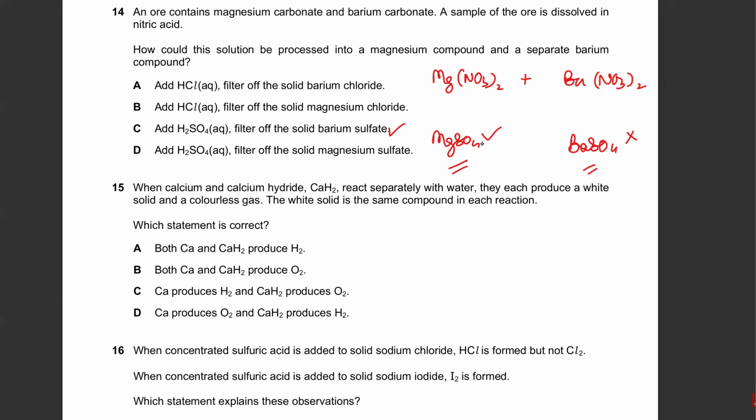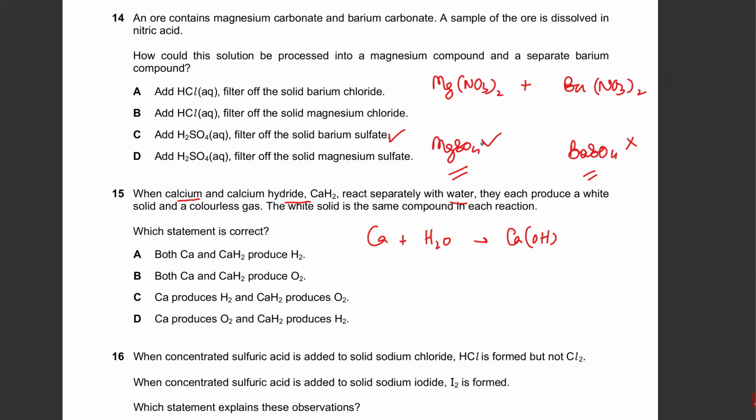And so when calcium and calcium hydride react separately with water, they produce a white solid and a colorless gas. The white solid is the same compound in each reaction. So what do you think the white solid is? The white solid when they react with water. Calcium oxide. Yeah, calcium oxide or hydroxide. Yeah, it's the same compound, right? Yes. So probably going to be calcium hydroxide because oxide and hydroxide are the same thing, but I guess there's too much water, so it's going to form hydroxide, right?